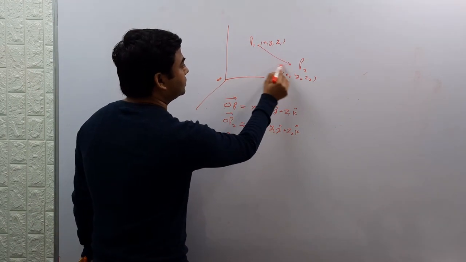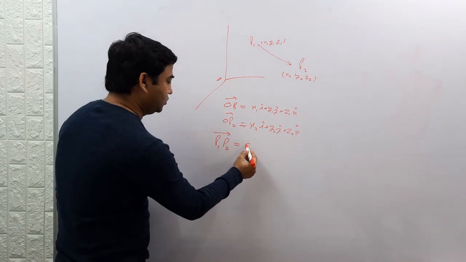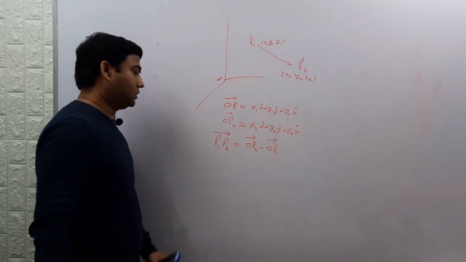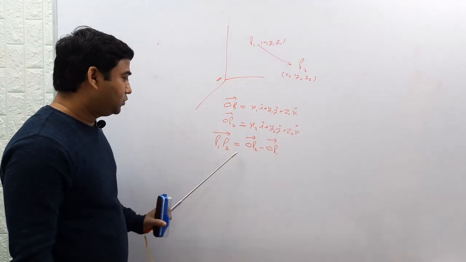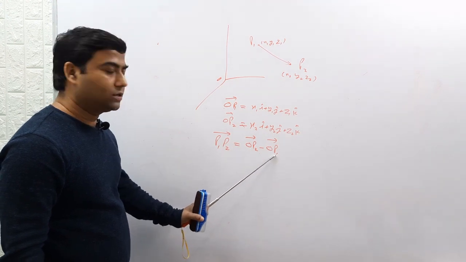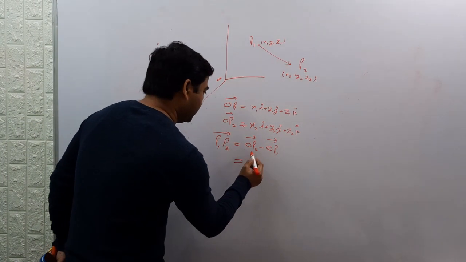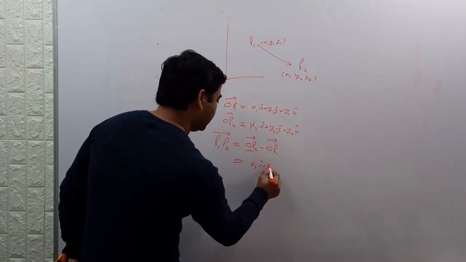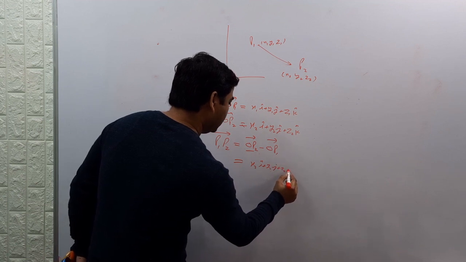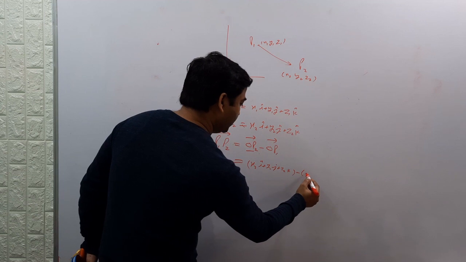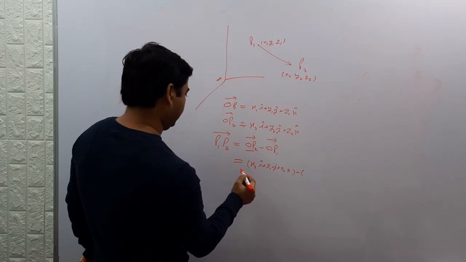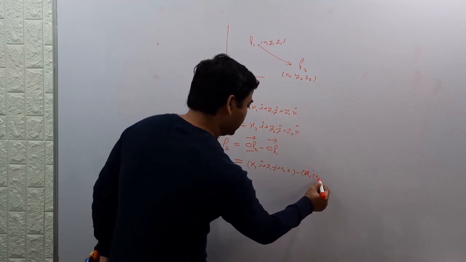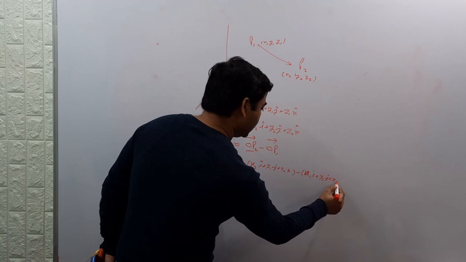From the formula of position vector which we have discussed earlier, vector P1P2 is equal to vector OP2 minus OP1. This formula we have discussed: P1P2 is the position vector of P2 minus the position vector of P1. So OP2, which is x2i plus y2j plus z2k, minus OP1, which is x1i plus y1j plus z1k.